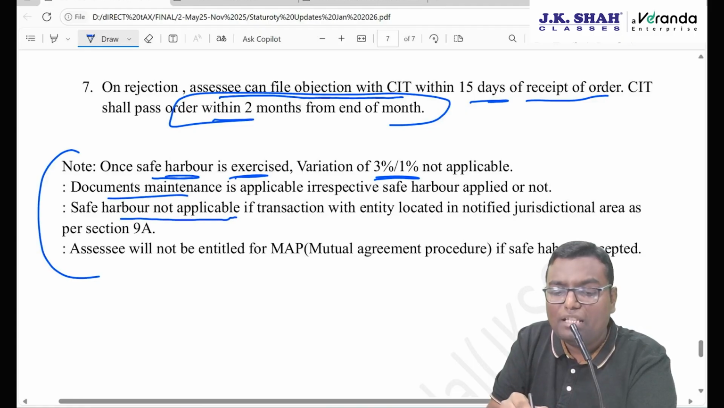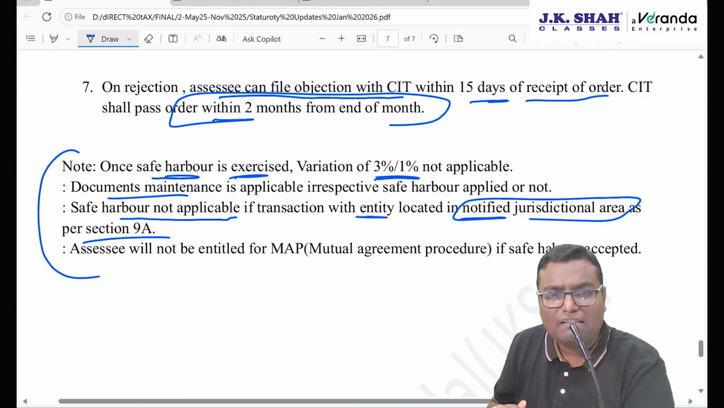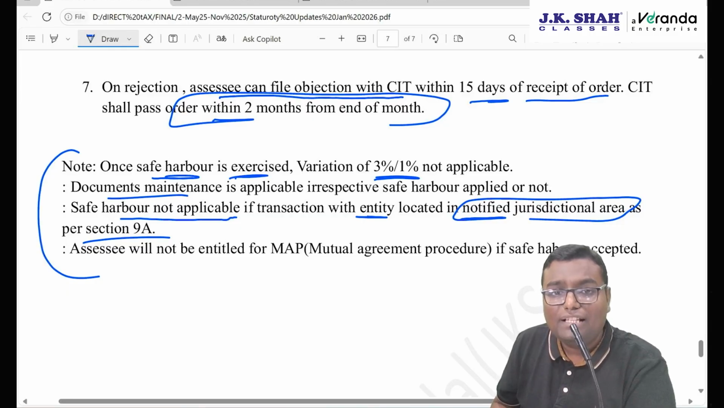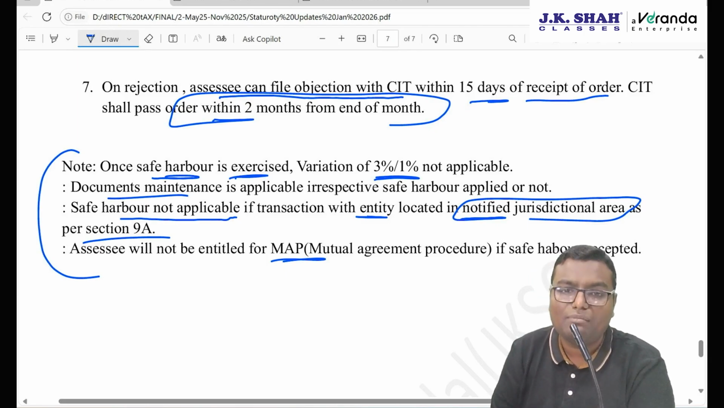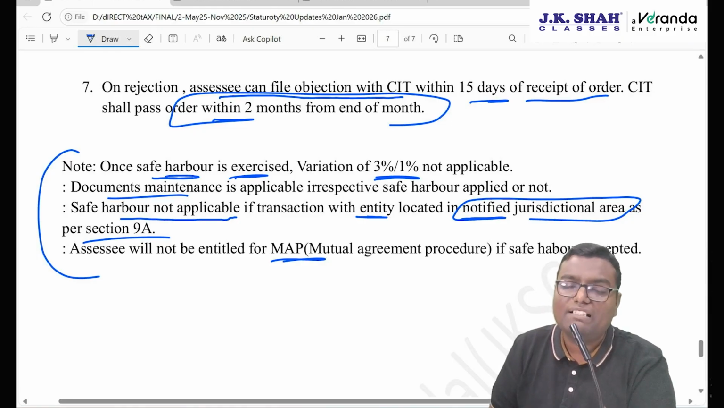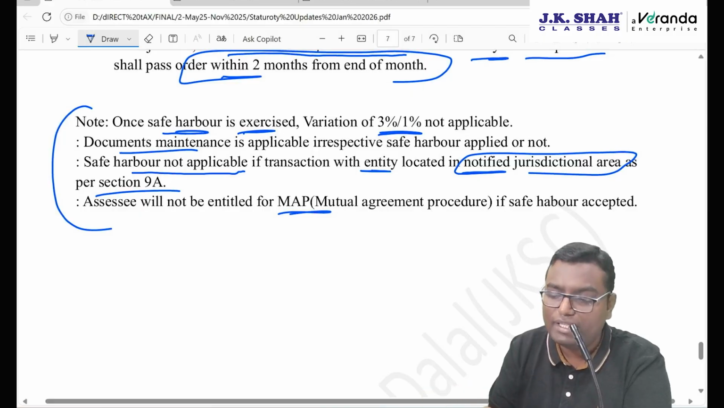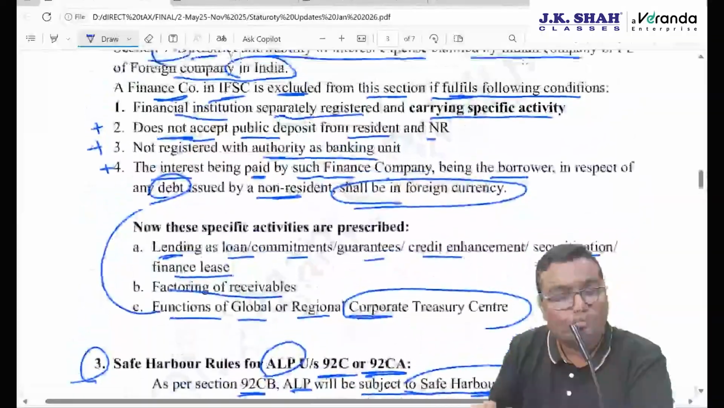Safe harbor is not applicable if the transaction is with an entity located in a notified jurisdictional area as per section 9A. Because we have some special grudges against those people, hence the safe harbor rule is not applicable. Acha, once you adopt the safe harbor rule, litigation cannot be done. Now, as per DTAA, whatever is the MAP procedure, mutual agreement procedure, even that is not applicable. So the assessee will not be entitled to MAP, that is the mutual agreement procedure, if safe harbor is accepted. You cannot raise any kind of dispute within India or outside India. Totally debarred from that.